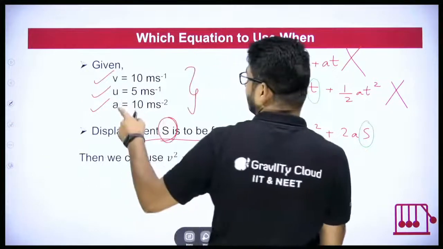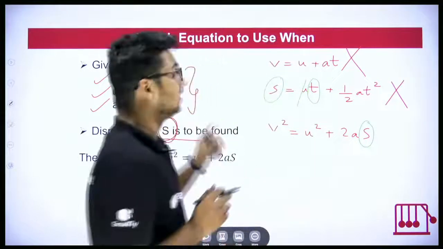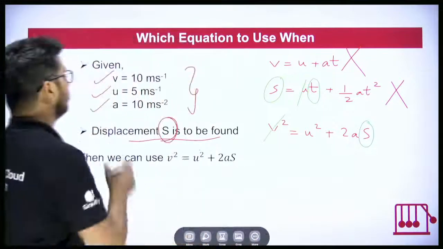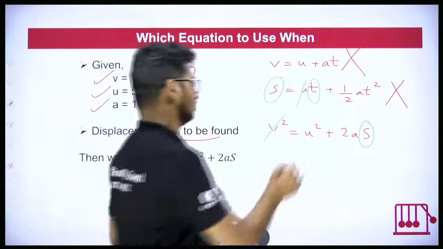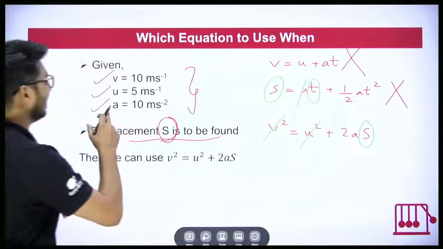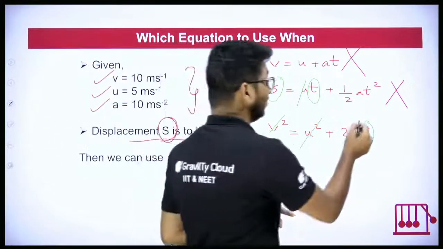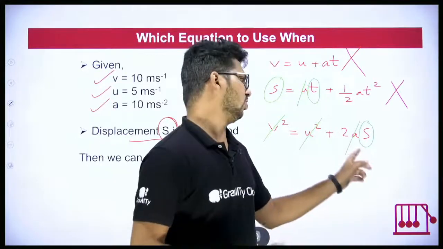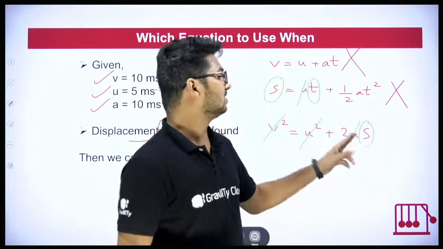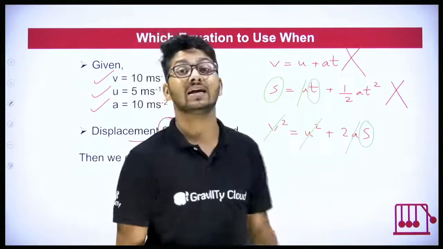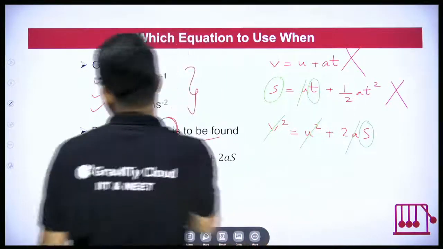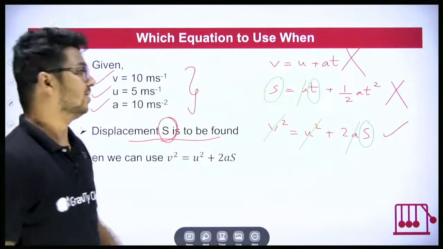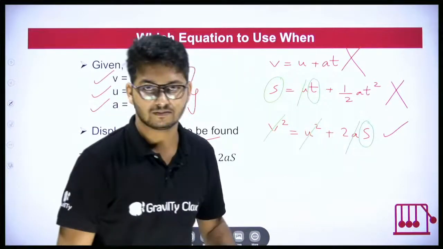Do you have V? We have V. V is given as 10 meter per second. So I can cross V. Do you have U? Yes. Do you have A? Yes. That means when you look at this equation, we need to find out S. We don't know S, I am circling it. But except for S, V, U and A, all three of them are given. That means I can easily use this equation directly. If I use that equation, I'll get S.